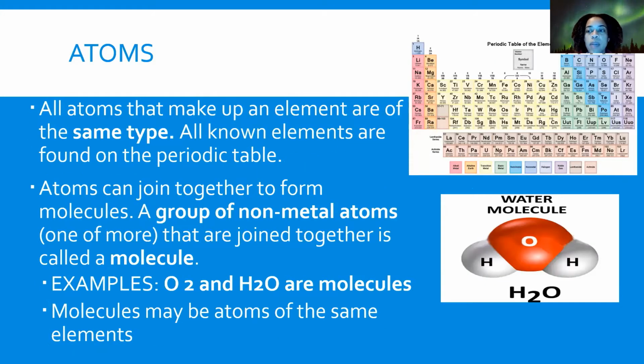All atoms that make up an element are of the same type, and all known elements are found on the periodic table. Atoms can join together to form molecules. A molecule is referred to as a group of non-metal atoms. Some examples of molecules include O2 as well as H2O. O2 is our oxygen gas and H2O is our water molecule. Molecules can also be formed of the same element.